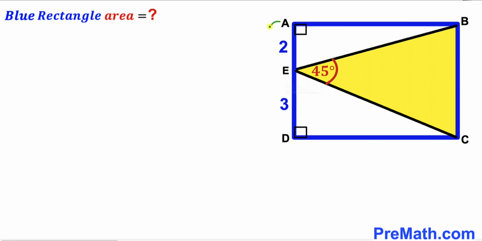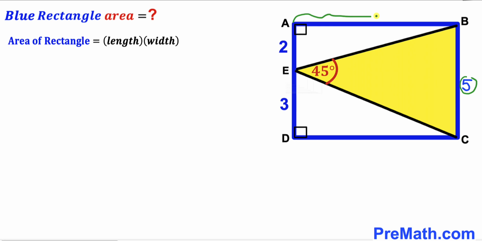We know that this whole side length of the blue rectangle is 2 plus 3, which is 5 units. If this side length is 5 units, then side BC is 5 units as well. Let's recall the area of a rectangle formula: area is always equal to length times width. In our case, this dimension is 5, so if we find side length AB, we can get the area of the rectangle.